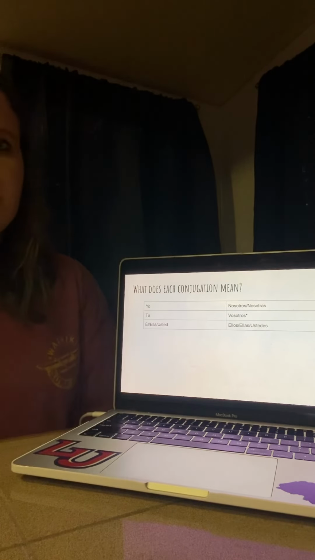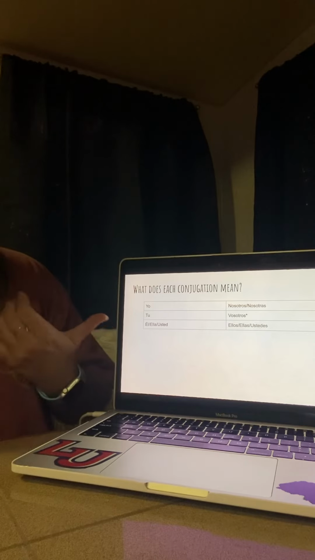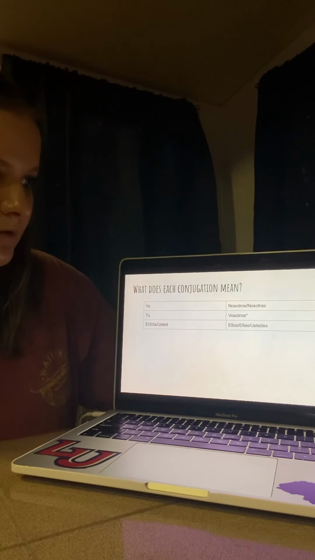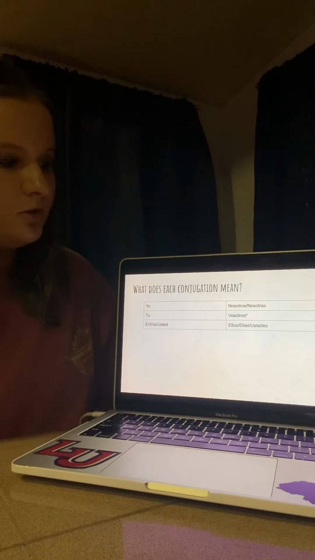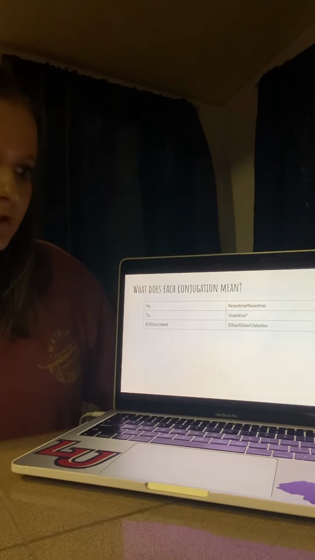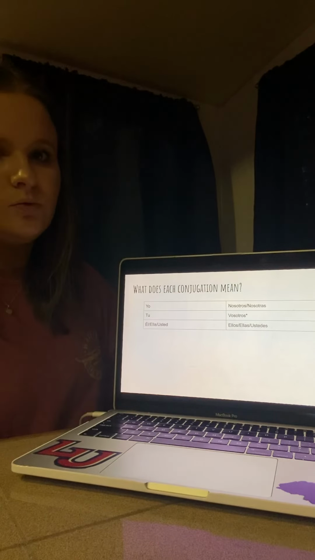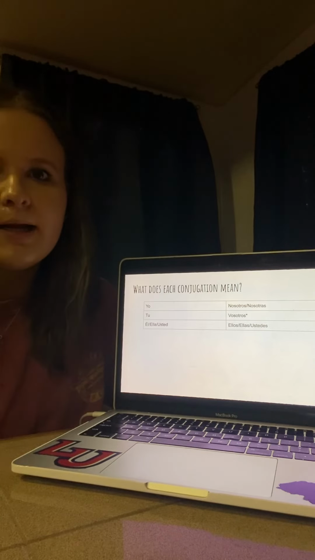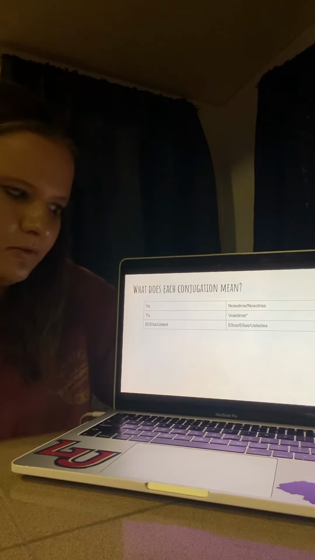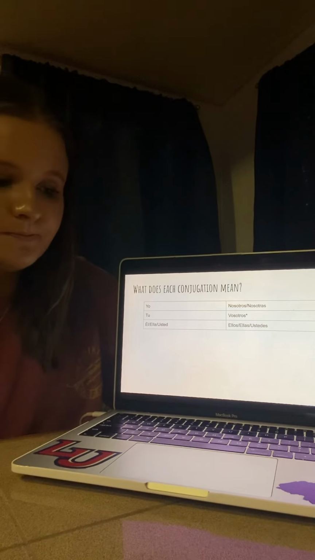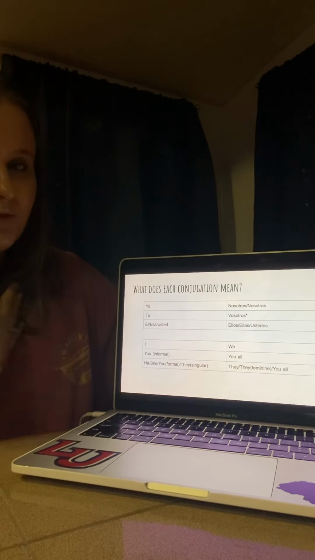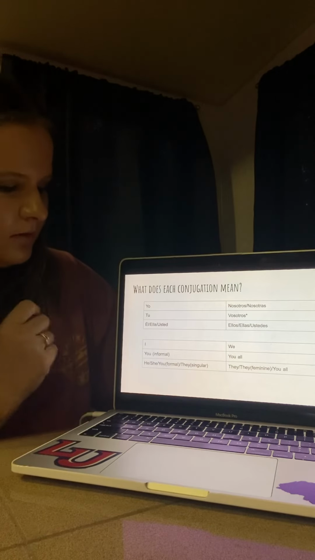So what does each conjugation mean? Here we can see our subject pronouns in Spanish. We have yo, tú, él, ella, usted, nosotros, nosotras, vosotros, ellos, ellas, and ustedes. So some of us know what these are. We should be able to identify most of these. Some of these will be a little tricky. But yo is I. So if you said I need, yo necesito.